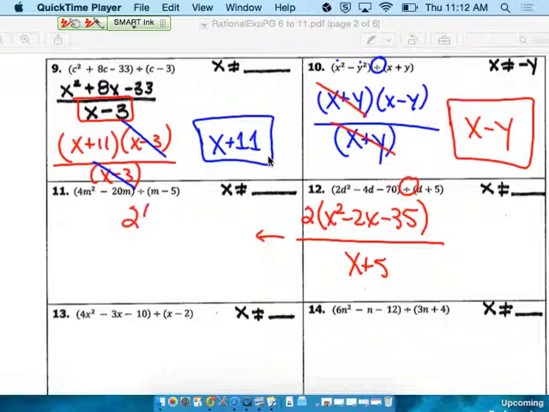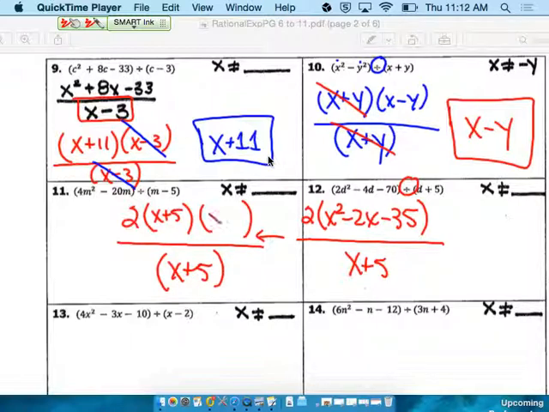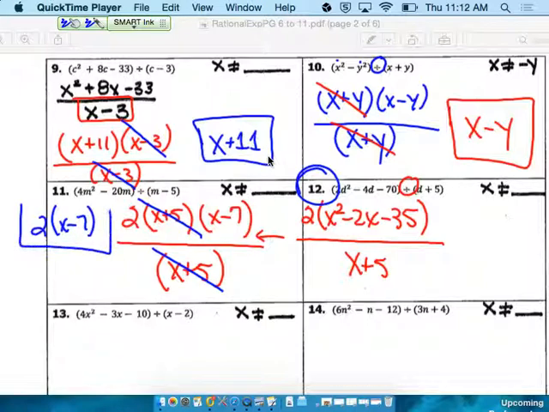So I would factor my numerator. And this is going to be x plus 5 times x minus 7. And then you would analyze what's common in top and bottom. And your simplified answer for number 12 would be the 2 and the x minus 7. And I would just leave the answer like that. It's not incorrect to multiply the 2 through, but you can just leave your answer in that form.